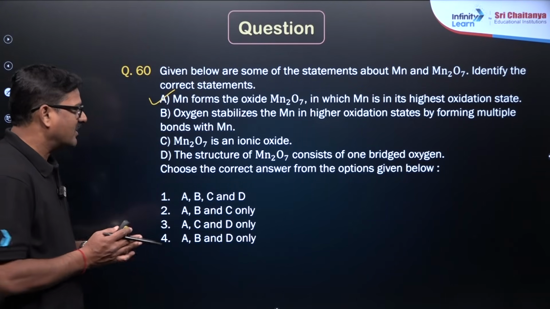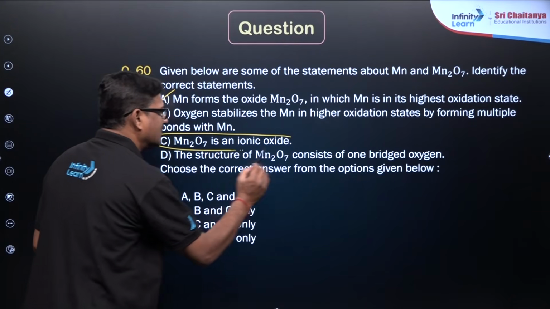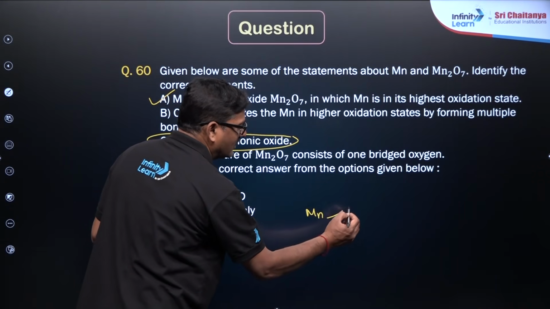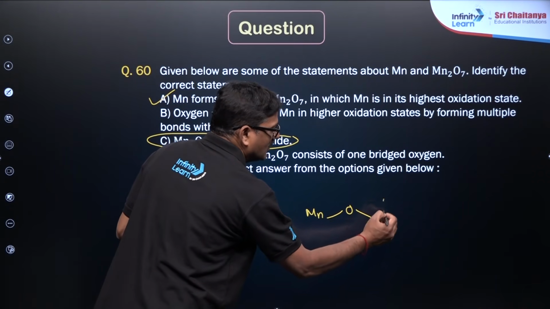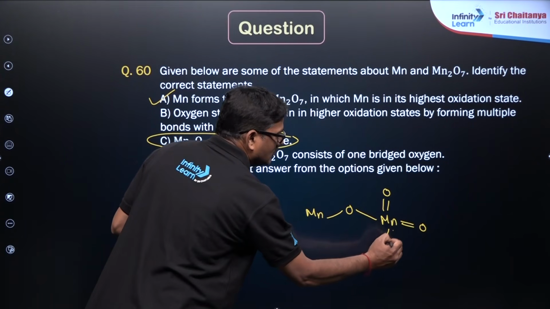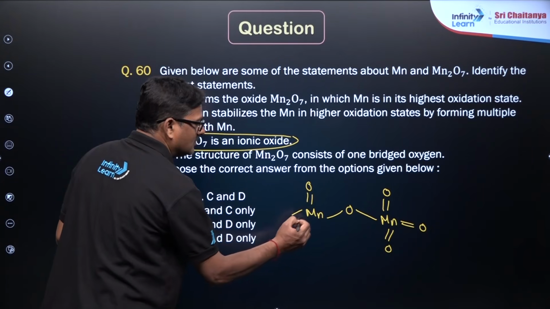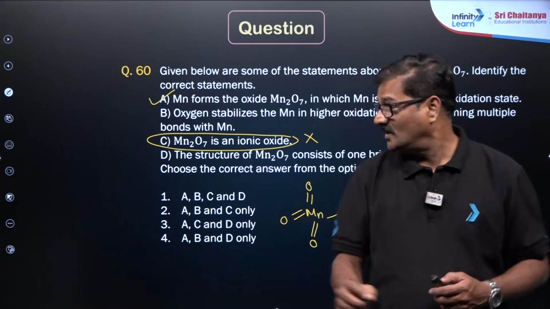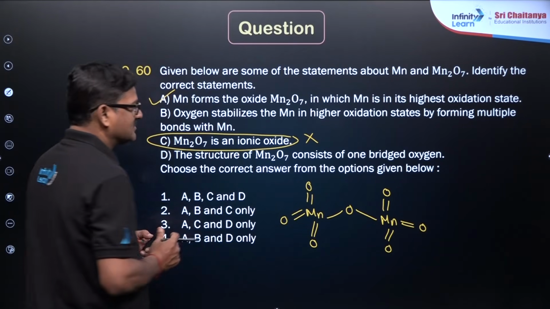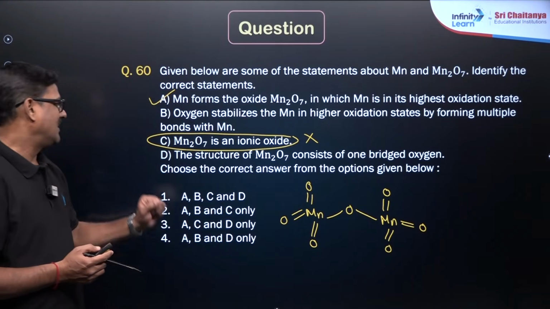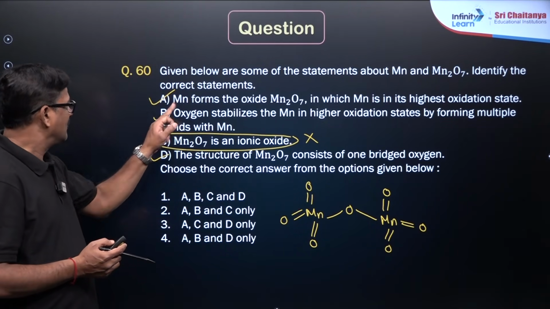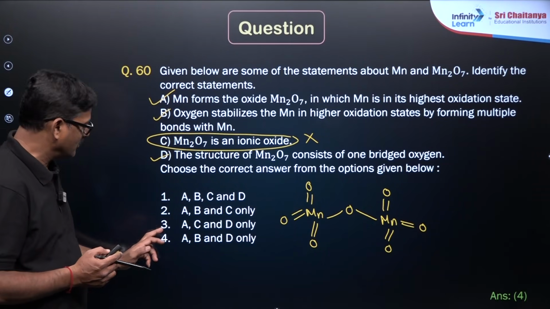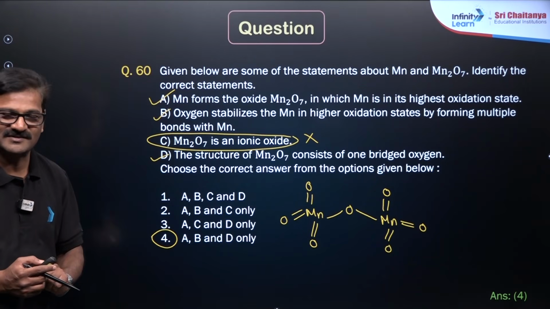And Mn2O7 is an ionic oxide. No. Mn2O7 is a covalent oxide. It is going to have a clear-cut bridged structure like this. Mn double bond O, double bond O, double bond O. So this is absolutely a wrong statement. And the structure of Mn2O7 consists of one bridged oxygen, and it is also correct. So I would say A, B and D are the correct statements. So option 4 is the correct answer for this question.